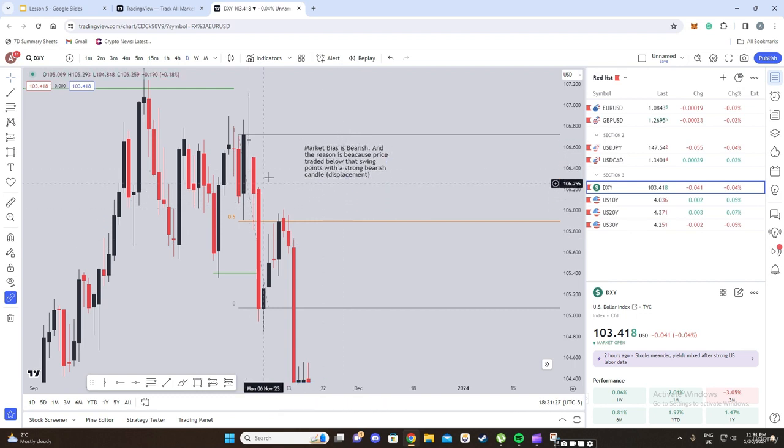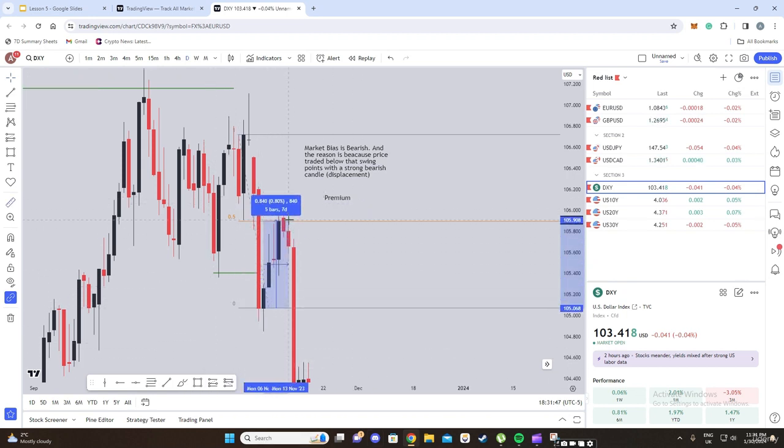Alright. And then price trades up into where? The premium of the range. And the premium of the range is when we are bearish and we would drag from a swing high to a swing low. So we have our bearish trading range. This is what this is, a bearish trading range. You would expect price to retrace up into a premium.